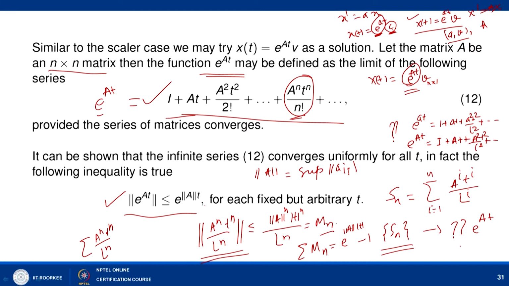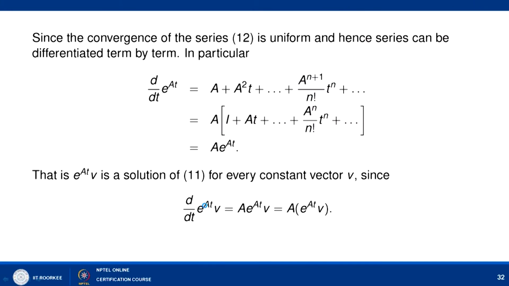So, we have shown that this infinite series is convergent and converges uniformly to e to power a t. So, the limit we are defining as e to power a t. Now, since the convergence of this series is uniform, we can differentiate this series term by term, and we can evaluate d by dt of e to power a t, and it is nothing but a plus a square t plus so on. If we take a common, then it is a into I plus a t and so on, and this is nothing but e to power a t. So, we can write d by dt of e to power a t is equal to a e to power a t. Here a is n cross n, and e to power a t is also an n cross n matrix.